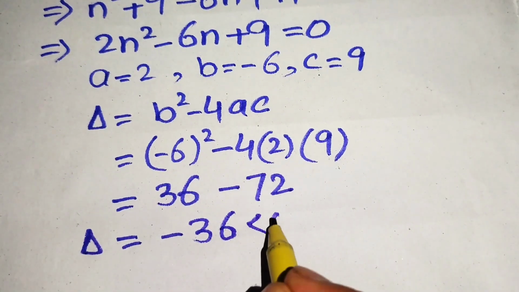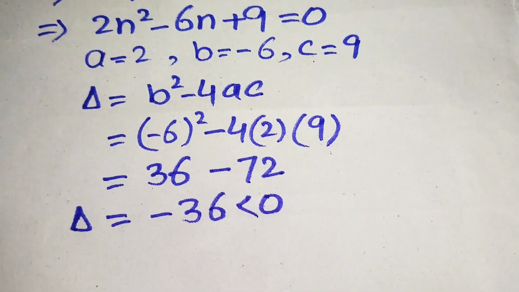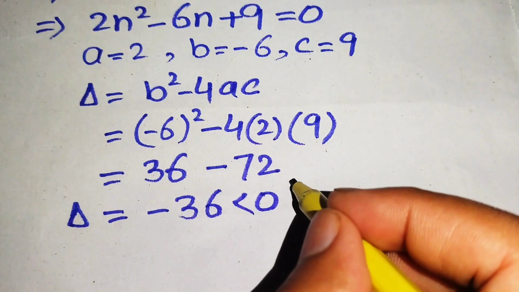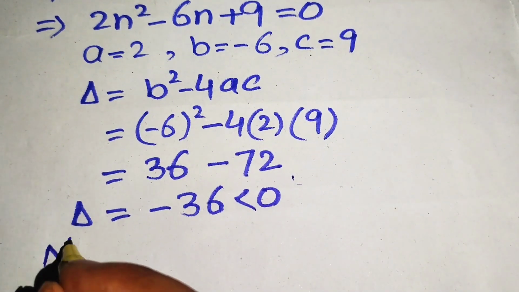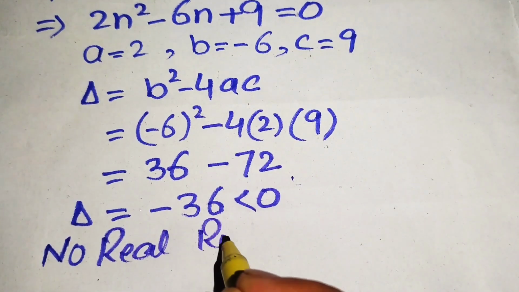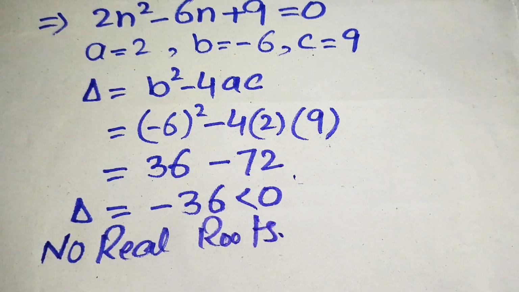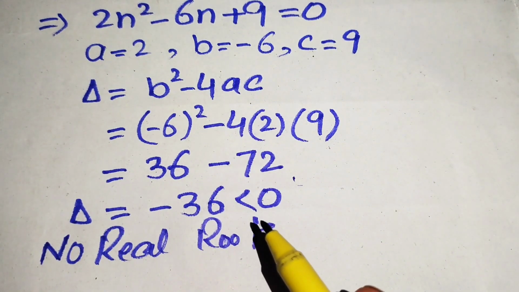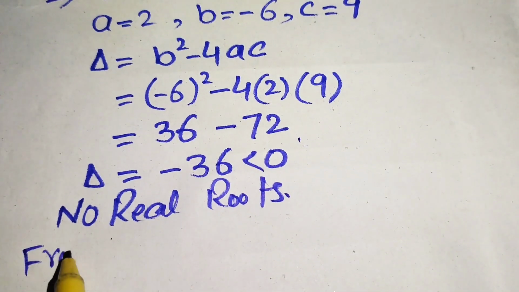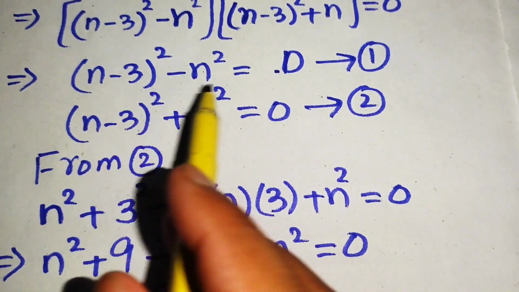So this shows that our delta is less than 0. It means that this quadratic equation cannot have real roots, so this equation has no real root. If this equation has no real root, we reject this case because we need to find only real roots. So first we focused on equation number 2, and now we focus on equation number 1.